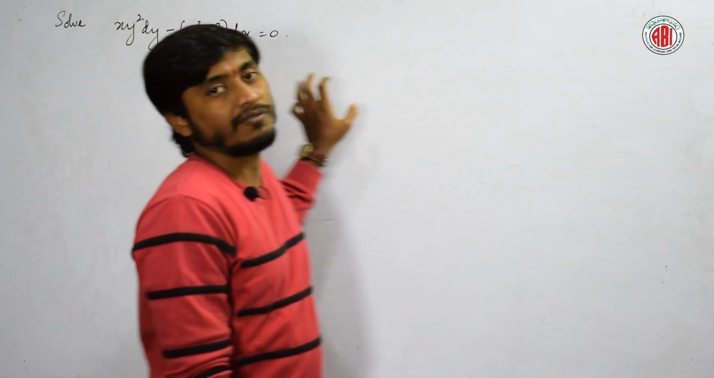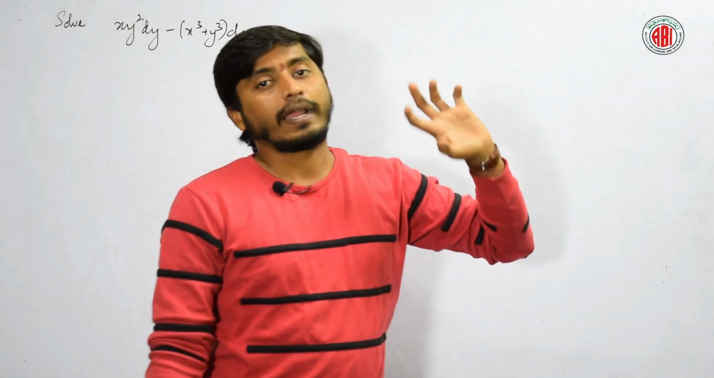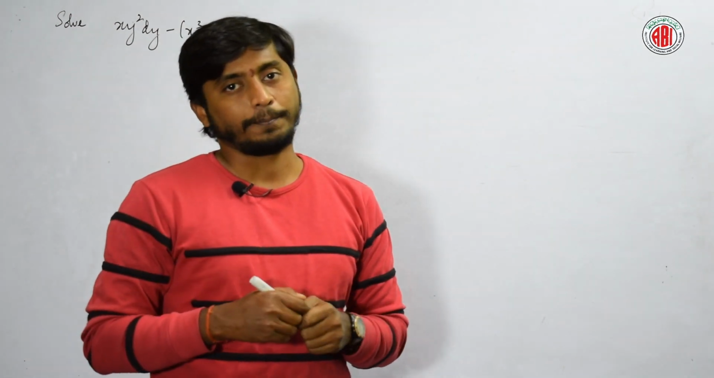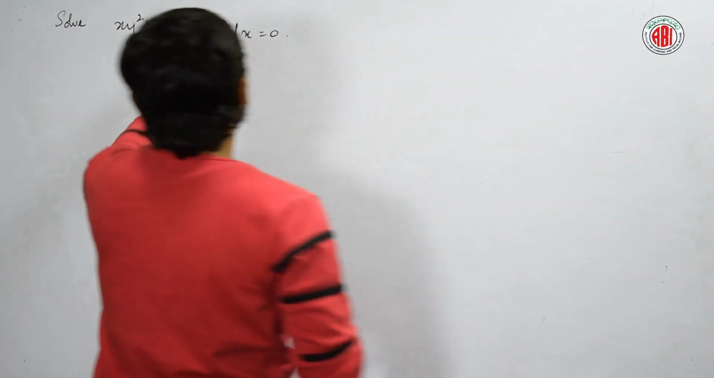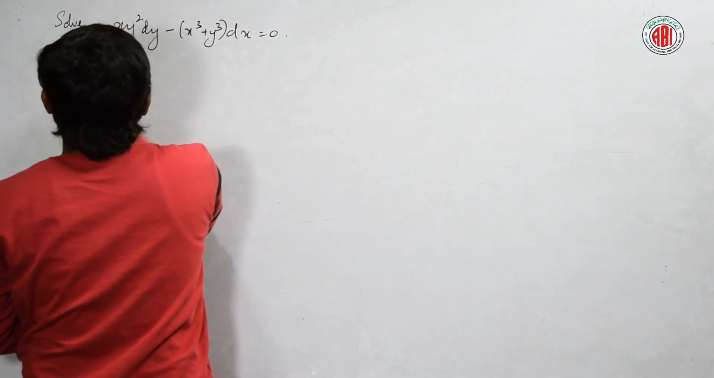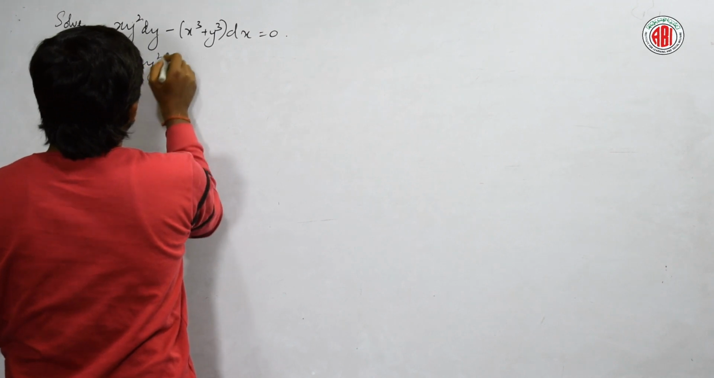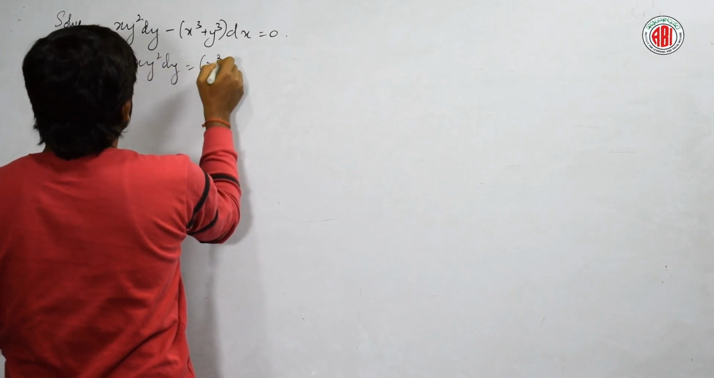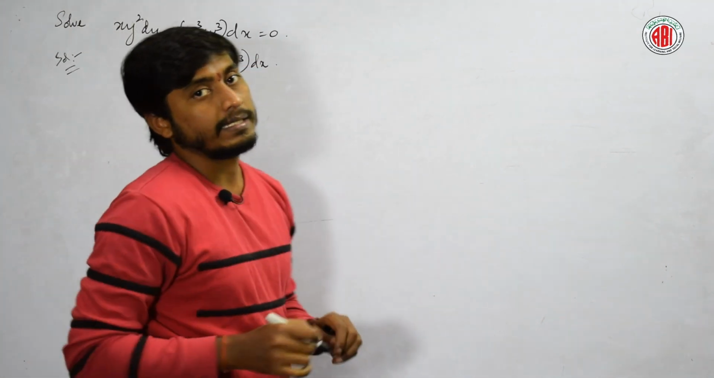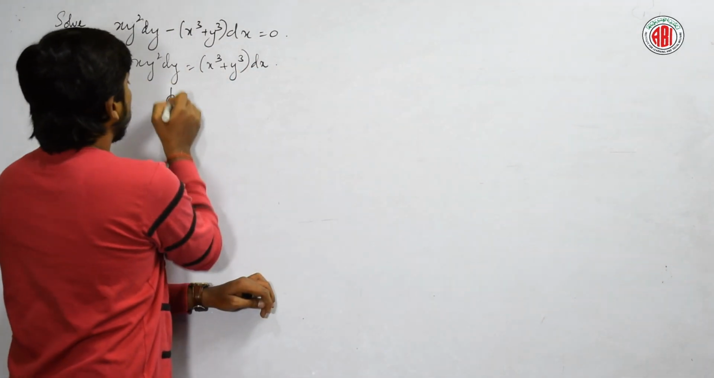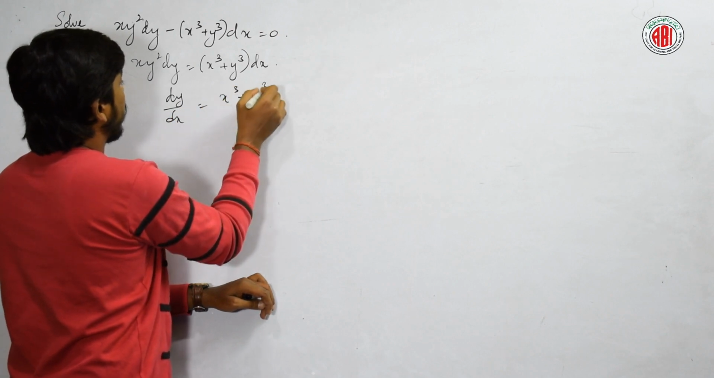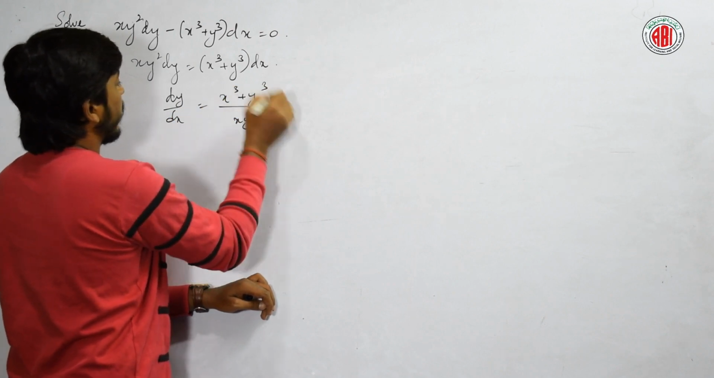What's the first step we have to do here? We have to write it in the form of dy by dx is equal to some function of x and y. So let us take this particular term to the right side. So what do we get? xy square dy is equal to x cube plus y cube into dx. So we will get dy by dx is equal to x cube plus y cube by xy square.